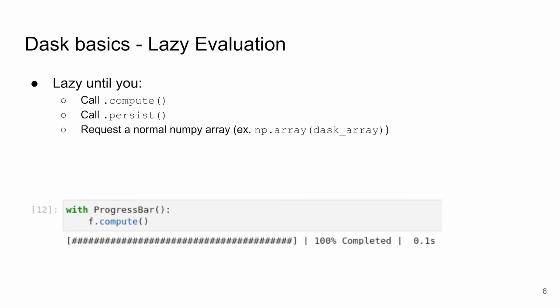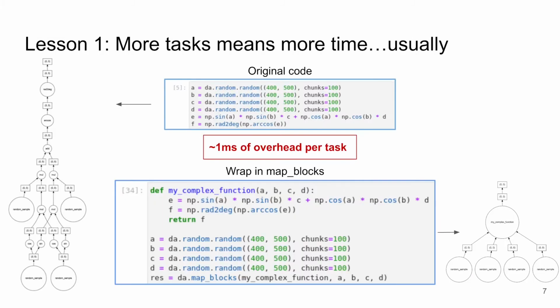It's just building up that graph, so when you actually want the results, you have to call functions like .compute, .persist, or you have to convert your Dask array into a NumPy array. And that's how Dask works.